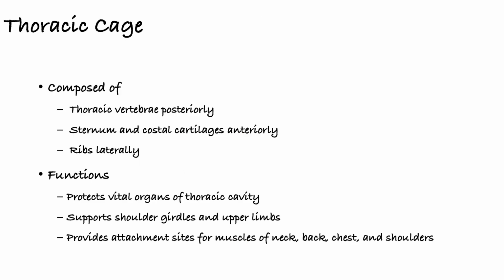So onto the thoracic cage. The thoracic cage is composed of the thoracic vertebrae posteriorly, the sternum and the costal cartilages anteriorly, and the ribs laterally. And what's the function? To protect these vital organs like your heart, like your lungs, and it also supports the shoulder girdles. This is where the shoulder girdles, your upper limbs, attach, and also providing attachment for muscles of the neck, back, chest, and shoulders.